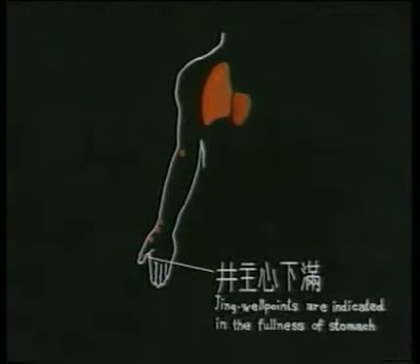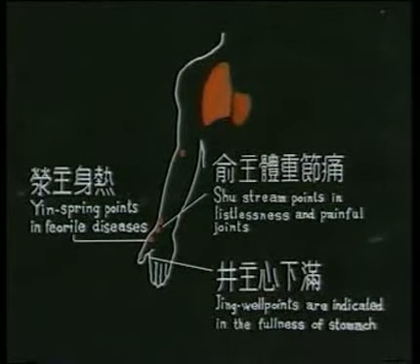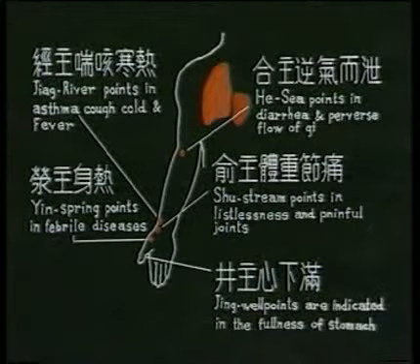The 5 shu points can also be used according to the indications pertaining to each of them. For example, Jing well points are indicated in the fullness of the stomach, Ying spring points in febrile diseases, Shu stream points in listlessness and painful joints, Jing river points in asthma, cough, and fever, and He sea points in diarrhea and preservation of qi.